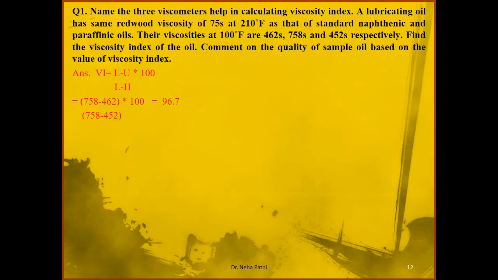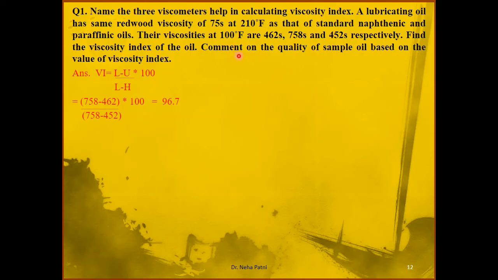Now if you see one question here, the question says that you have to name the three viscometers. So obviously it is Redwood, Engler and Saybolt. Now let's say that the oil has same Redwood viscosity of 75 seconds at 210 as that of standard naphthenic and paraffinic oils. Their viscosities at 100 degree Fahrenheit are 462 seconds, 758 seconds and 452 respectively. Find the viscosity index of oil. And we have to comment on the quality of sample oil also.